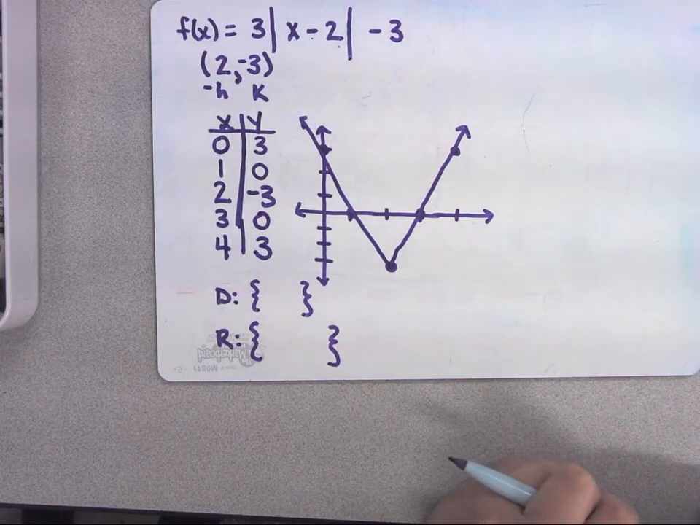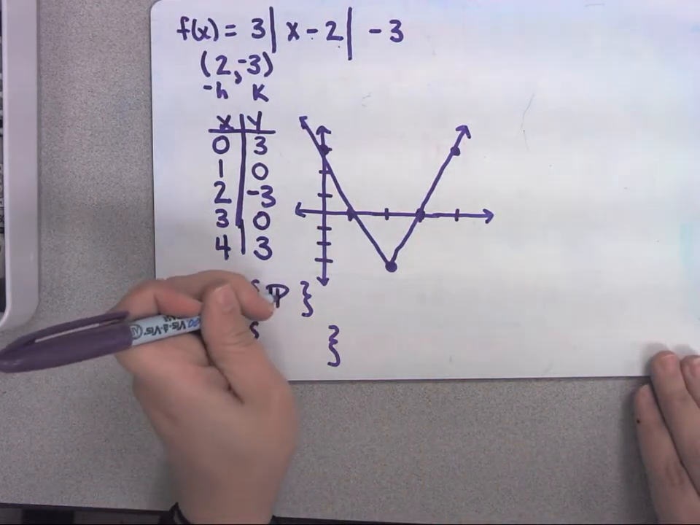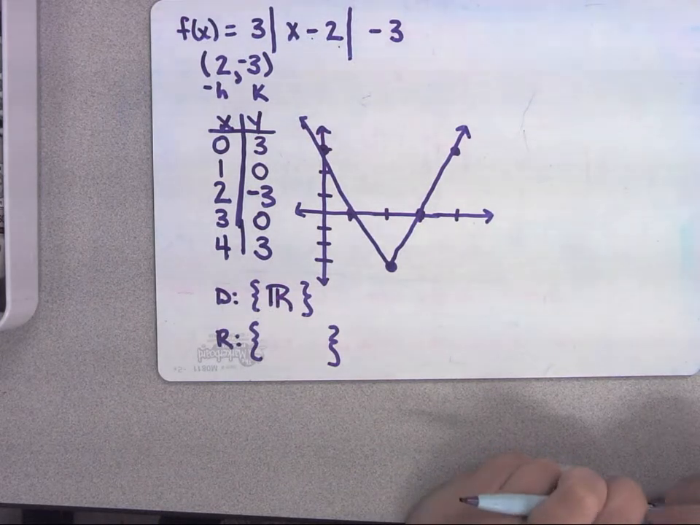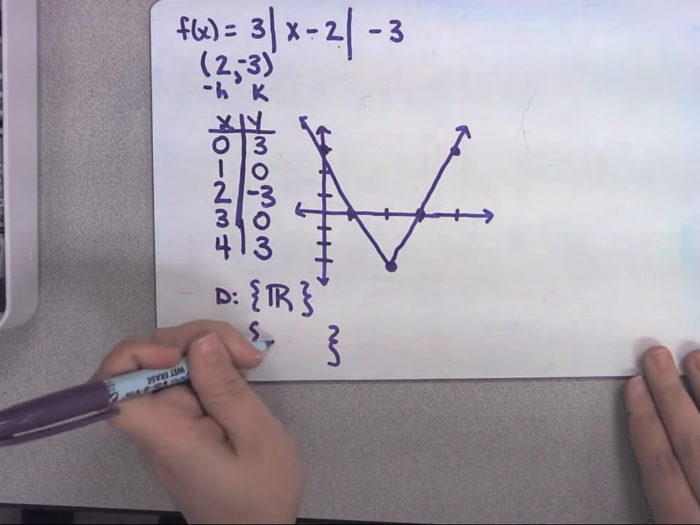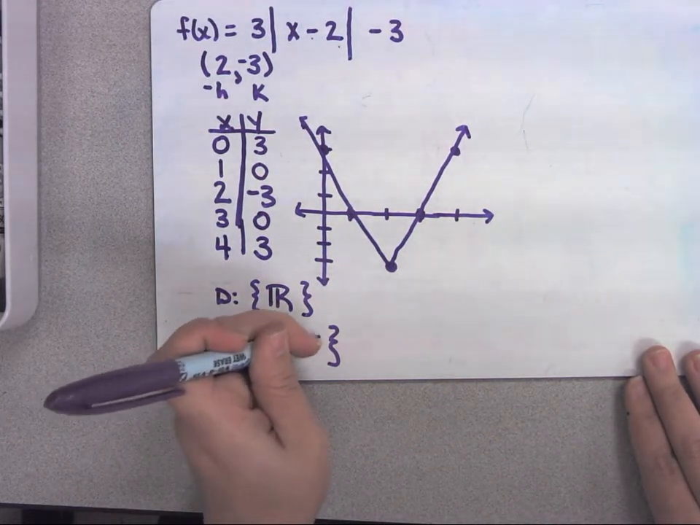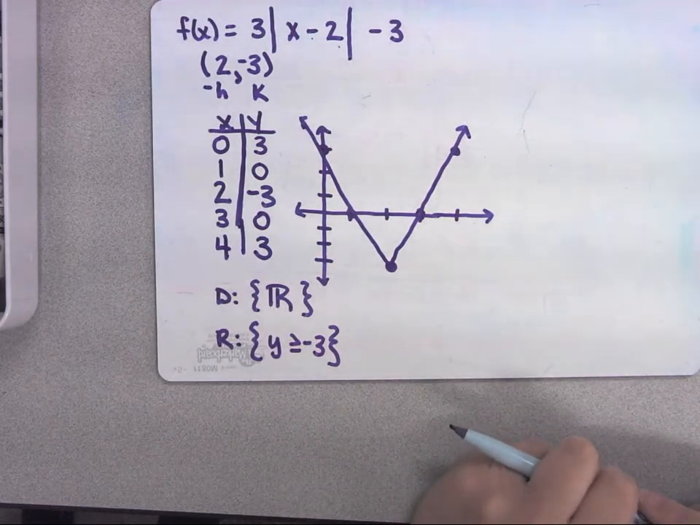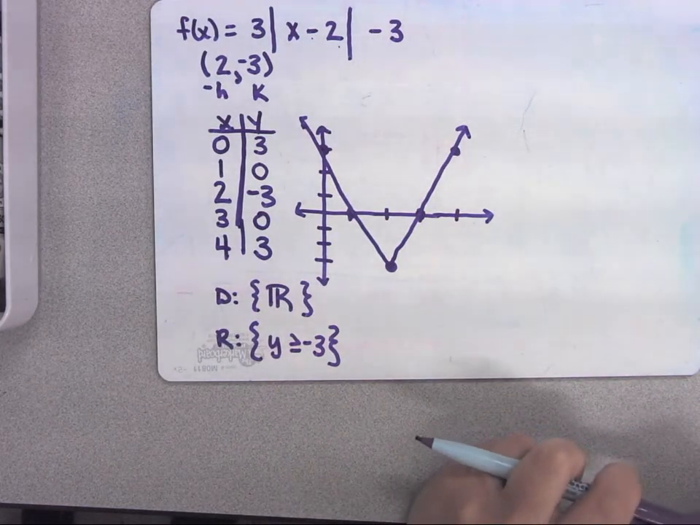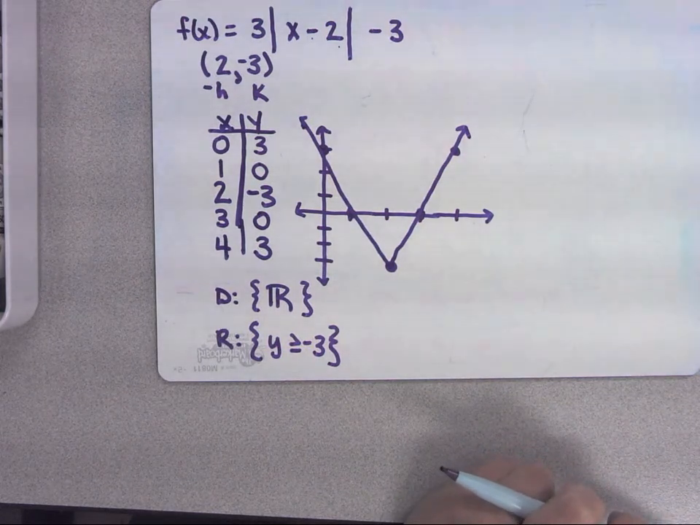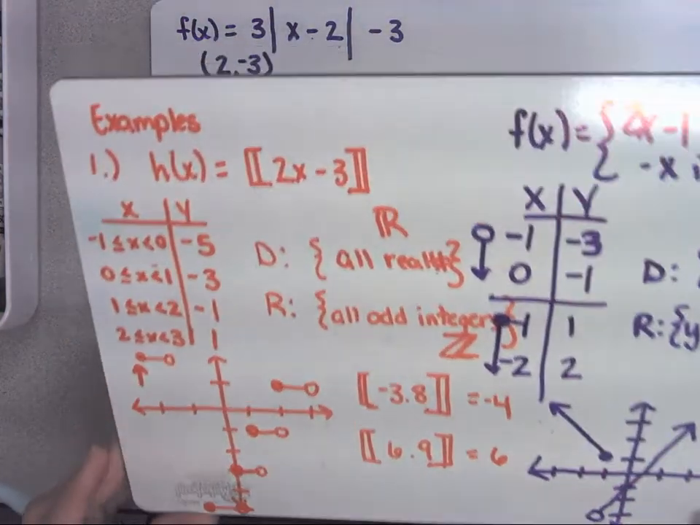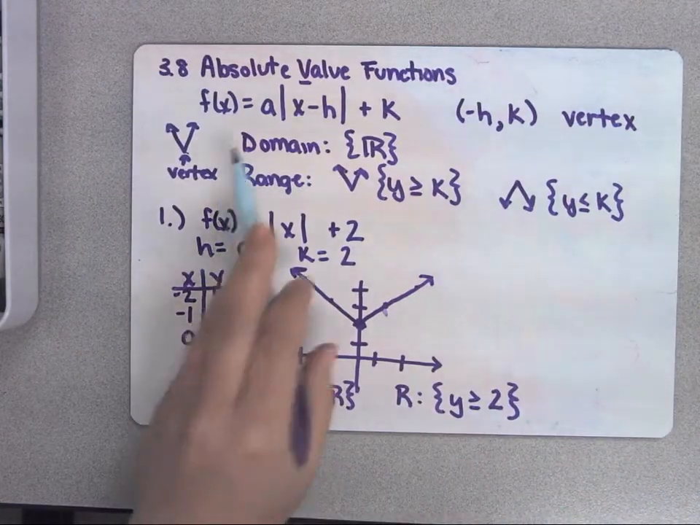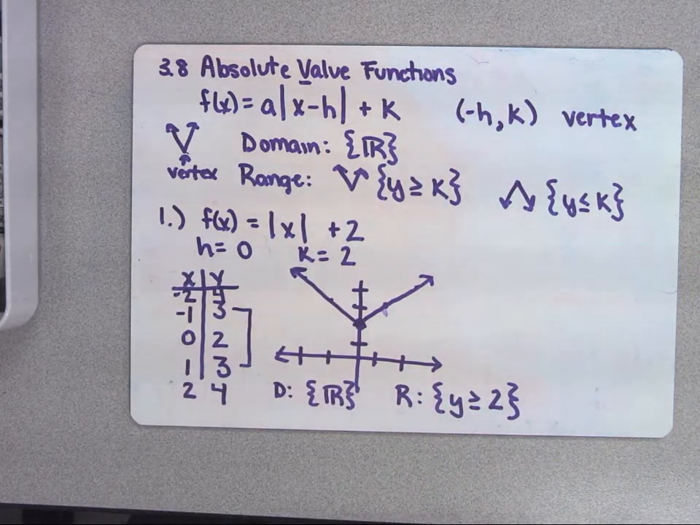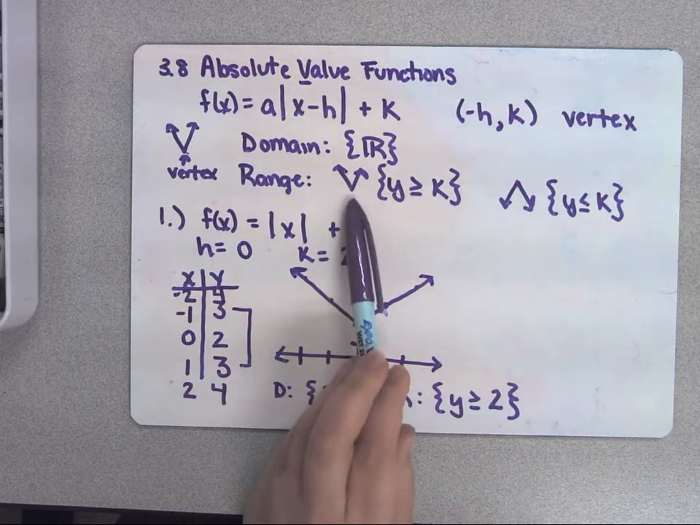Ty, what's my domain going to be? All real numbers. Dana, I haven't talked to you today. What's my range going to be? Bonus question. What is the only thing that's going to change my range? I want a specific variable. Think about the original problem. What is the only thing that's going to change my picture going from this to this?